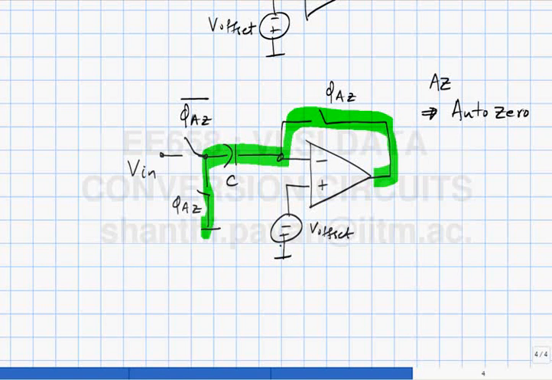So if there is some finite offset, what will happen? It will toggle at some other clock cycle. You are expecting it to toggle exactly at say some nth clock cycle, but it will actually happen at some other clock cycle. If you know the slope of the ramp and if you know at what time it toggled, you will be able to figure out what the offset is. Does it make sense? Okay.